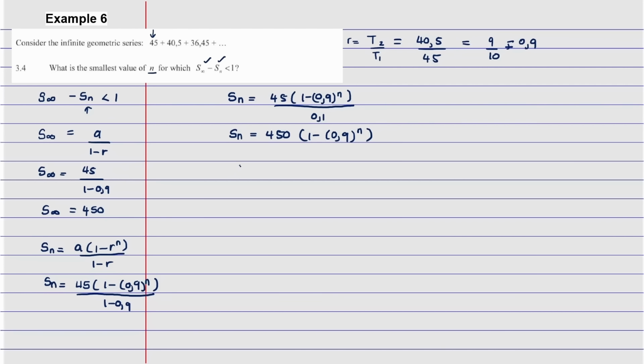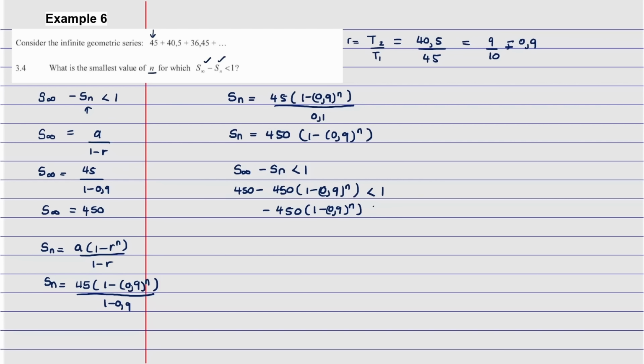So we can substitute. It's going to be S to infinity minus Sn is less than 1. Substitute S to infinity and Sn: it's going to be 450 minus 450 times 1 minus 0,9 to the power n, is less than 1. So now take the 450 to the other side.